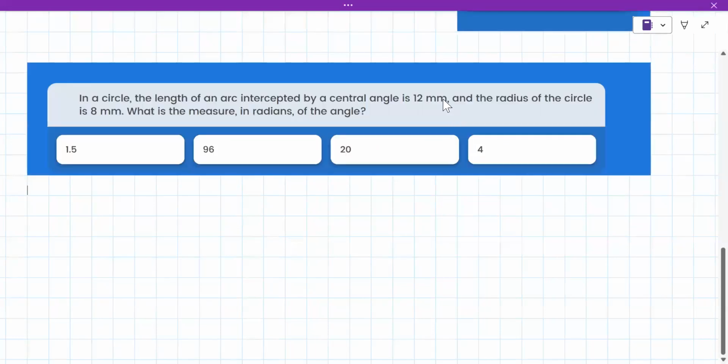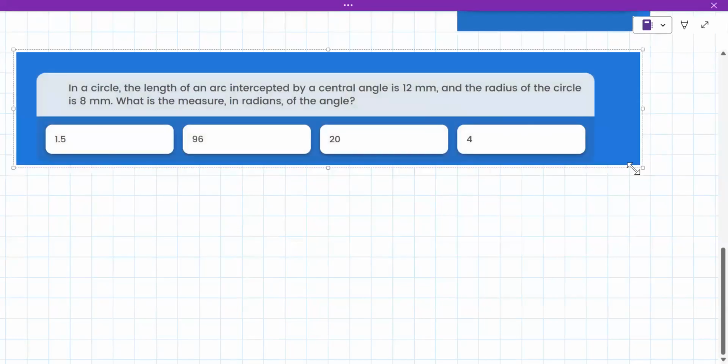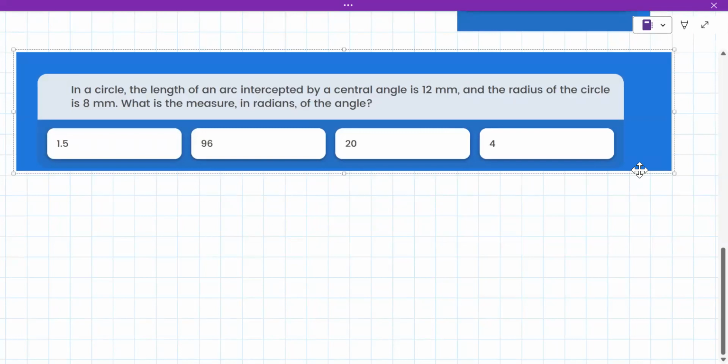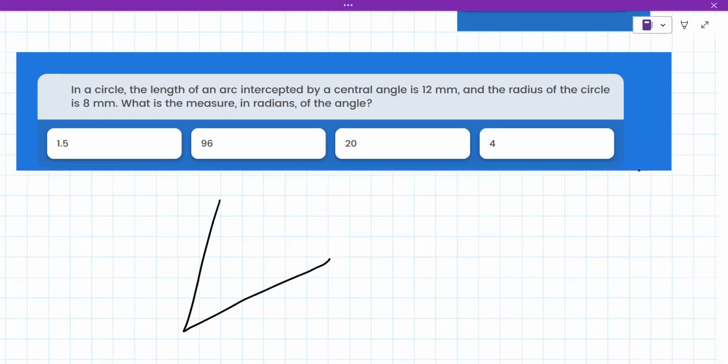So here is a new problem from geometry, which we have not done any of yet, but this is something you see on standardized tests. It says in a circle, the length of an arc intercepted by a central angle is 12 millimeters and the radius of the circle is 8. So here's a picture of what's going on. It's a pizza slice. And there's the center of the circle right there. And they're saying the arc is up here. It has a measure of 12 millimeters.